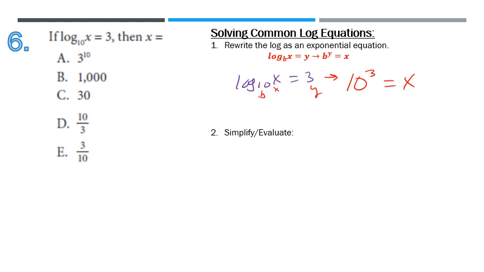Well, 10 to the third means that you have 10 times 10 times 10. That's what x equals. 10 times 10 is 100. 100 times 10 is 1,000. So our answer is B, 1,000. All right, your turn.